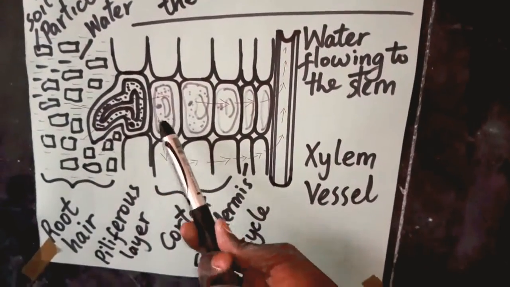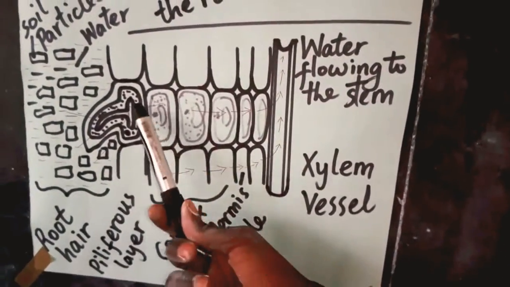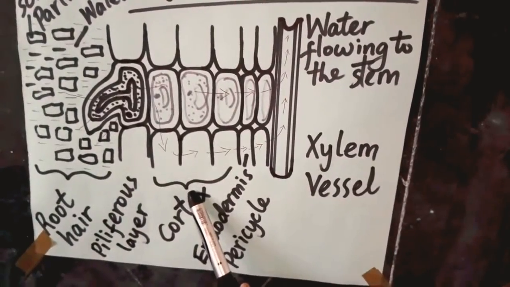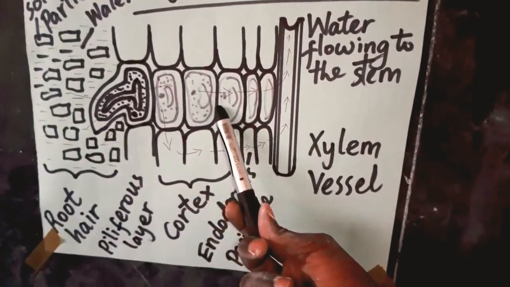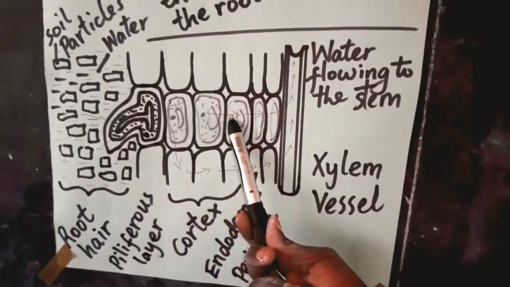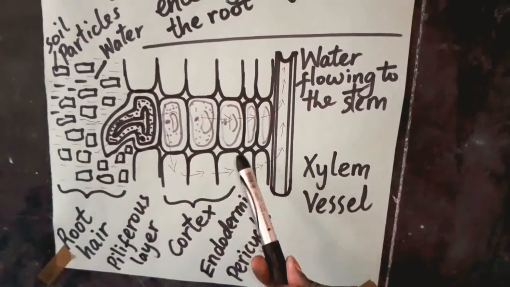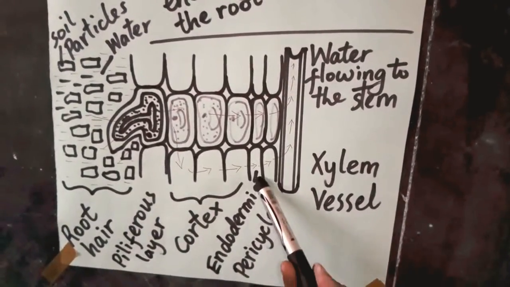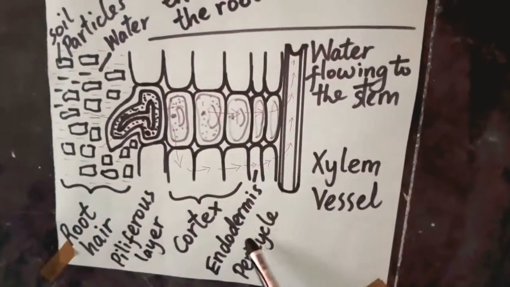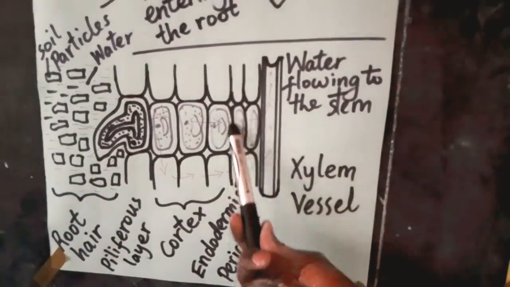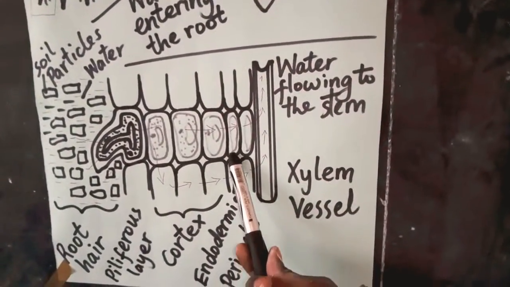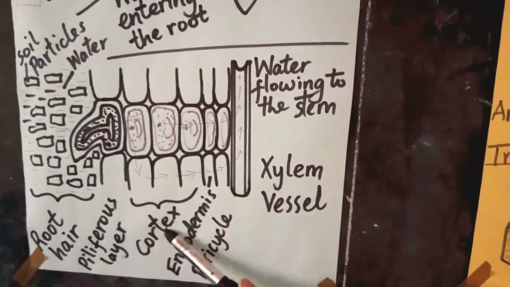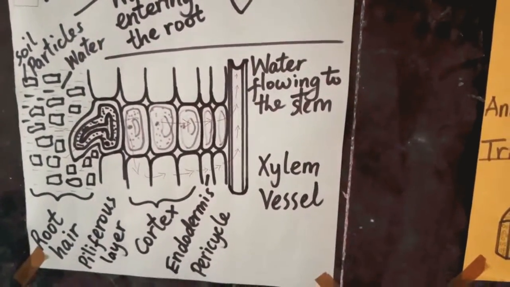When the cells which are found within the cortex have absorbed the water in the process of osmosis, they will also become lowly concentrated, and that makes the water to be absorbed by the cells which are found within the endodermis, because in the endodermis the concentration will still be higher than the concentration of cells which are found within the cortex region.